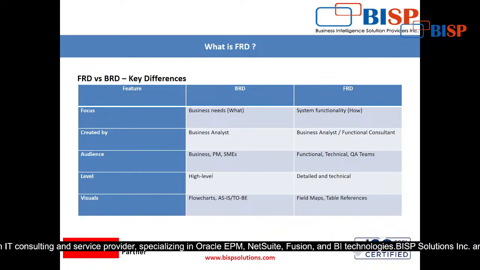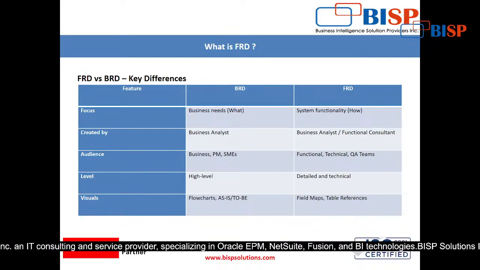Now, while the BRD is created by the business analyst, when we work on the functional requirement document, the business analyst and functional consultant both will communicate with each other. For example, suppose as a business analyst, I have written the BRD. In that BRD I have written the purchase order. Currently there is no approval routing, but they need approval routing in NetSuite when they implement the new system.